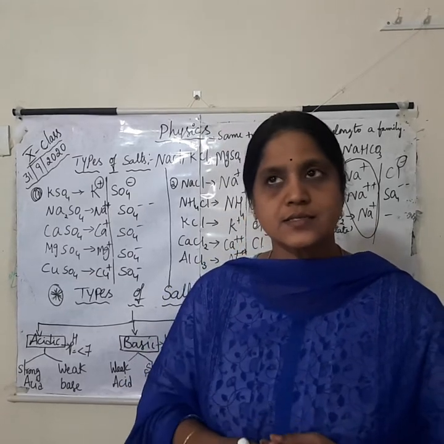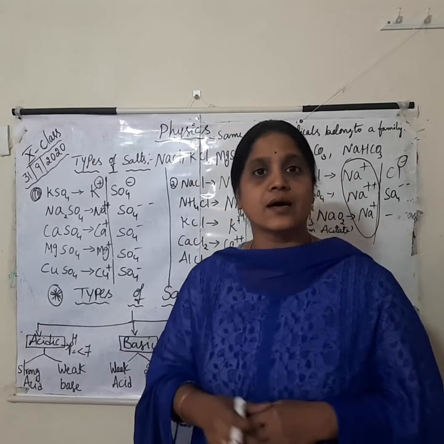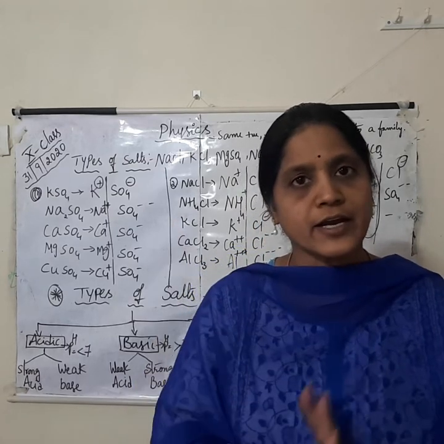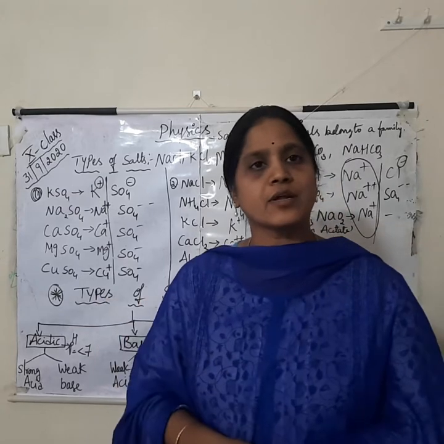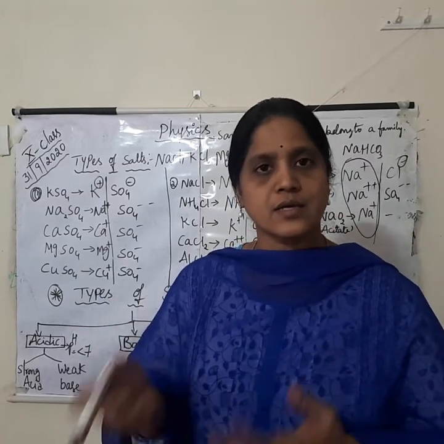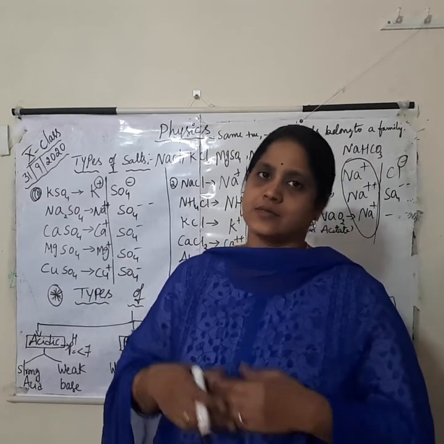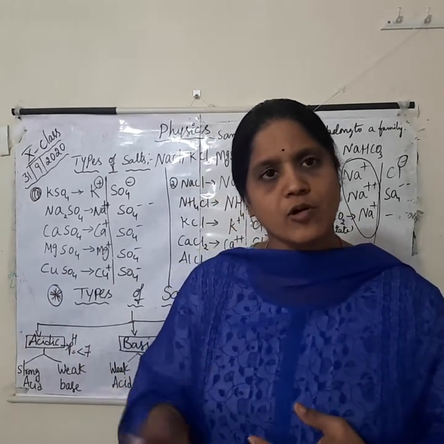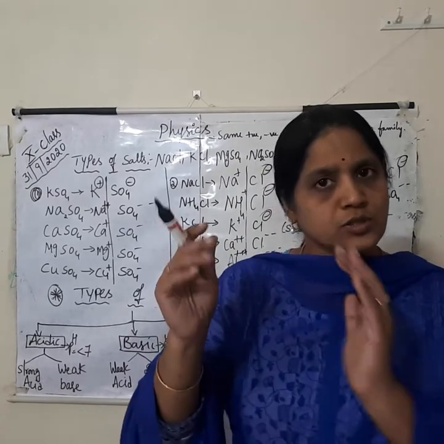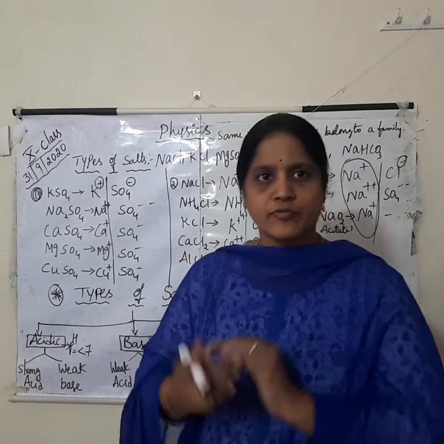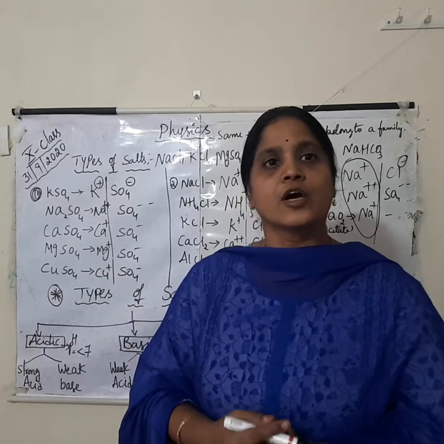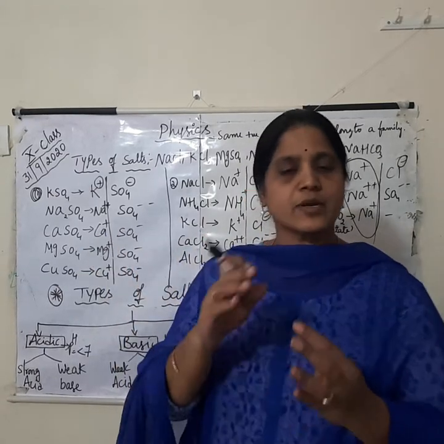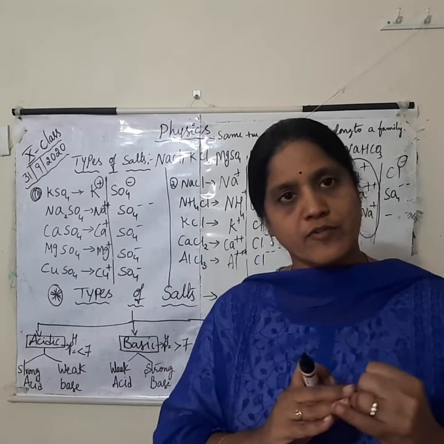So based on the radical, the given salts are classified into a particular family, whether they belong to the chloride, sulfate, sodium, or carbonate family. If you take sodium carbonate, ammonium carbonate, and calcium carbonate, these all belong to the carbonate family. So we have different salt families: sulfate family, carbonate family, sodium family, chloride family, etc.